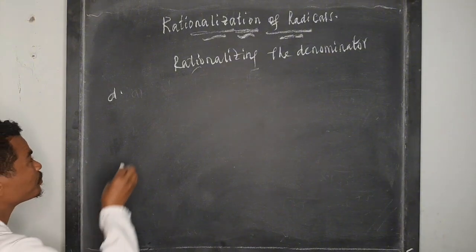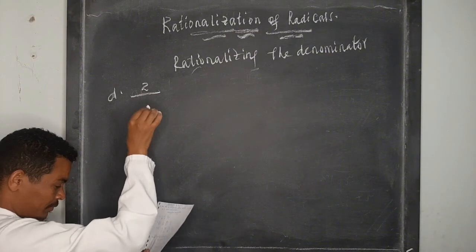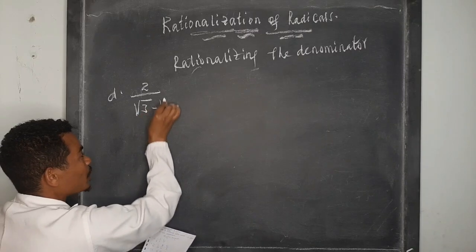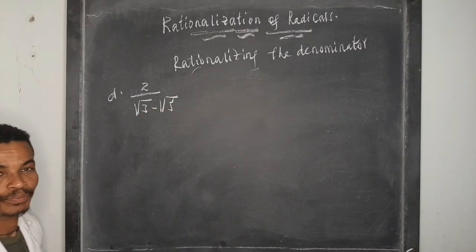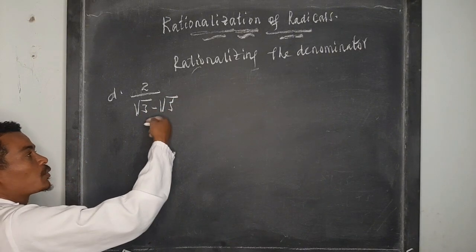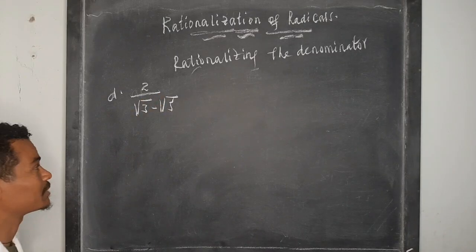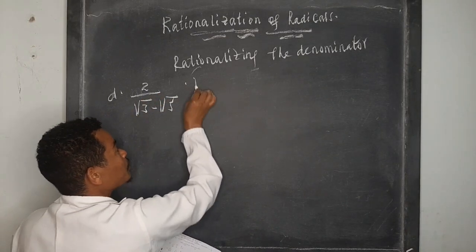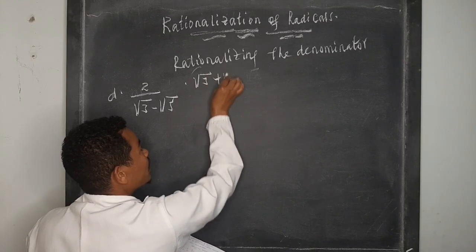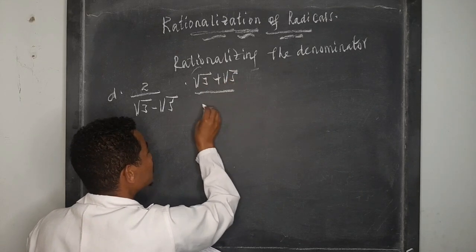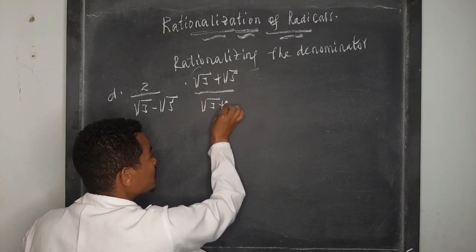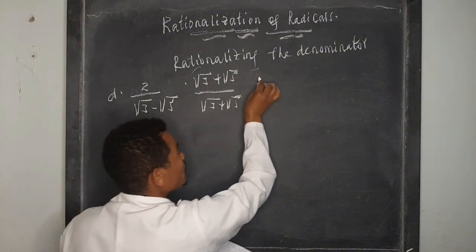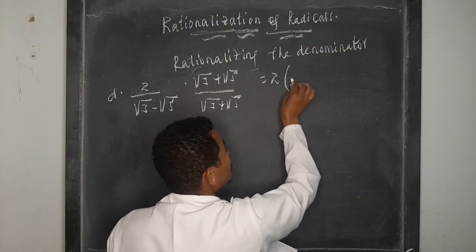d: 2 over square root of 3 minus square root of 5. To change this radical into a rational number, we multiply by square root of 3 plus square root of 5 over square root of 3 plus square root of 5, which is multiplying by 1.